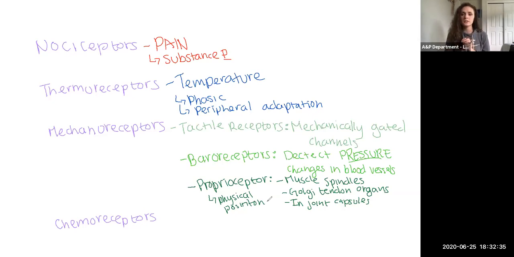Okay, so proprioceptors. Proprioceptors is how I know my hand is behind me even though I'm not looking at my hand. I have muscle spindles in my muscle that detect where my muscles are, how contracted they are, what position they're in. I have Golgi tendon organs that can tell me how much tension there is in my tendons. And then I have receptors actually in my joint capsules telling me where my joint is in space.